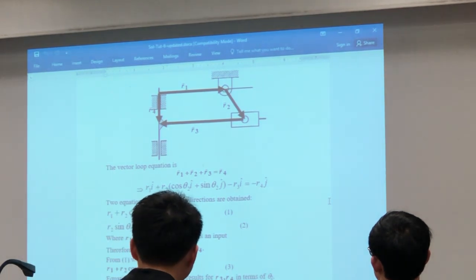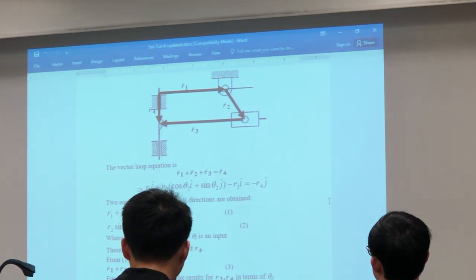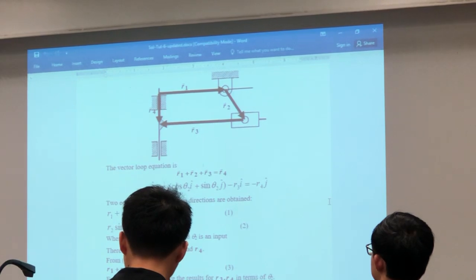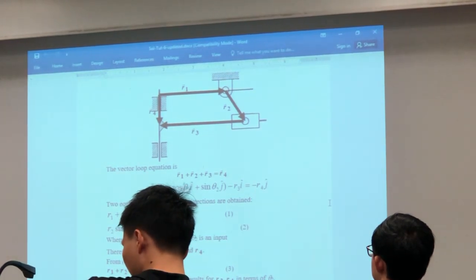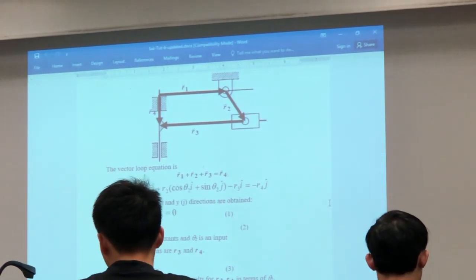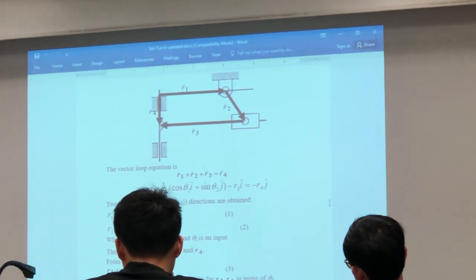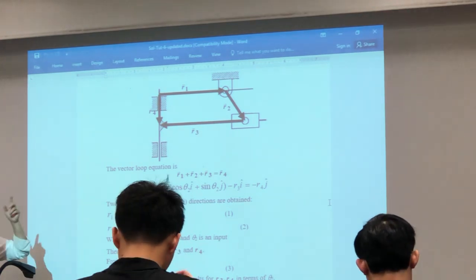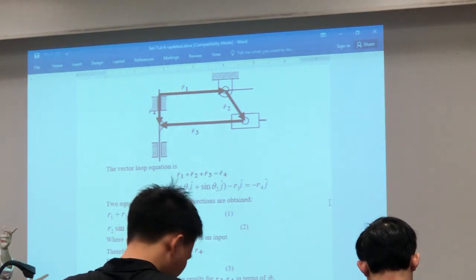You have a physical mechanism. When you do a kinematics analysis, like velocity, acceleration, position, you have to convert the physical mechanism into a mathematical equation. Otherwise, how will I analyze it? So how do we do the conversion? We make use of the vector closed loop.